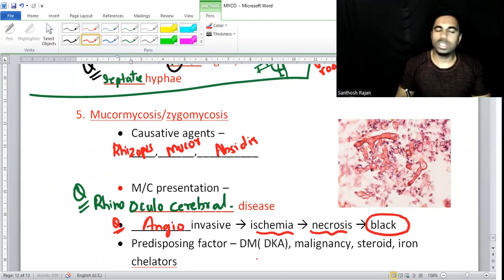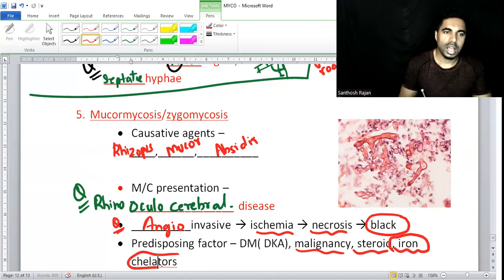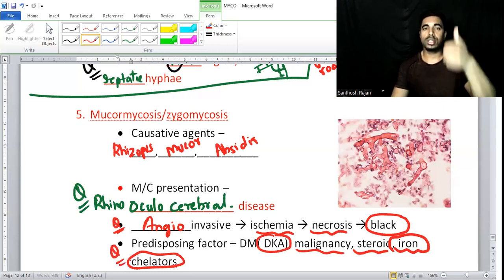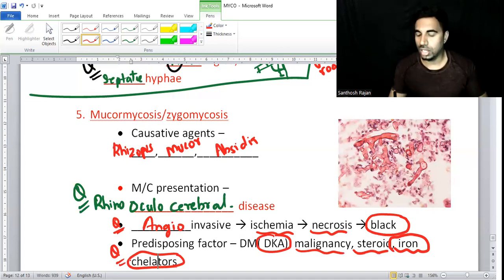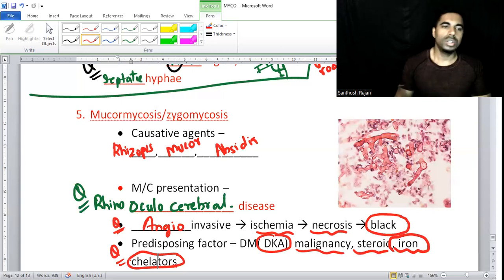Okay. Predisposing factors are, again, important. Malignancy and steroids and iron chelators. This is also a question asked. Apart from diabetic ketoacidosis, malignancy, steroid, and iron, especially when you're taking iron inhibitors, they have this thing.